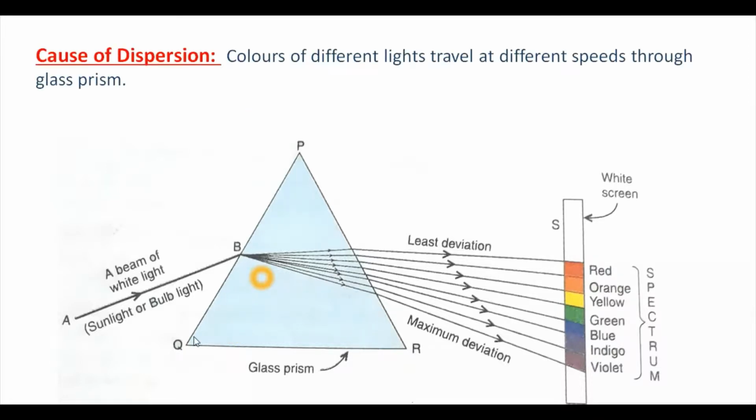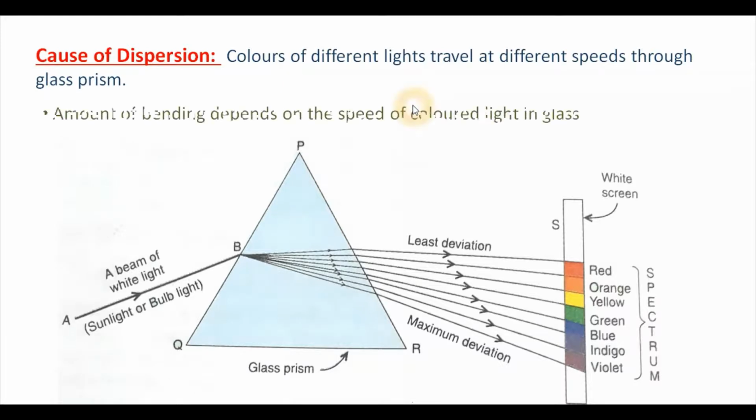This dispersion of white light occurs because lights of different colors travel at different speeds through the glass prism. What do we mean by this? We mean that the amount of refraction, or the amount of bending, depends on the speed of the colored light in glass. Since different colors of light travel at different speeds, they are refracted at different angles on passing through the glass prism. As soon as they enter the glass prism, they will bend at different angles.